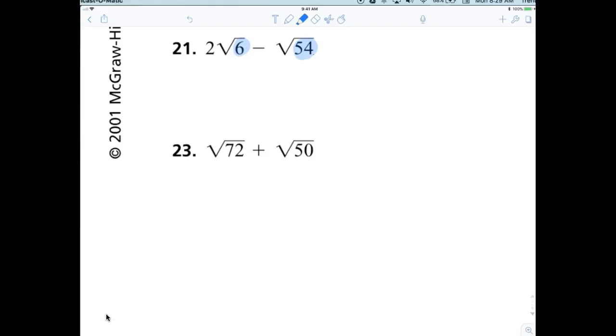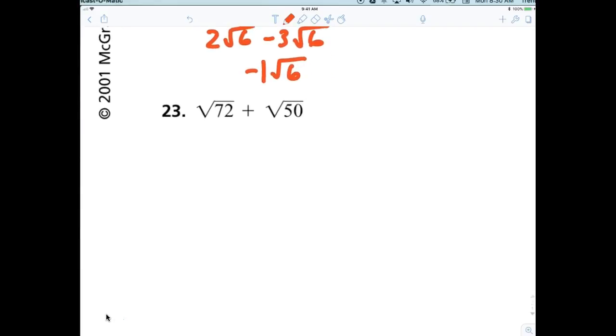All right, so radical 54. Somebody tell me what that is. 3 radical 6. Right, very good. 2 radical 6 minus 3 radical 6. Negative 1 radical 6, which is negative radical 6. All right. Now, 50. This helps you. 50 is the easy one. 50 breaks down to what?